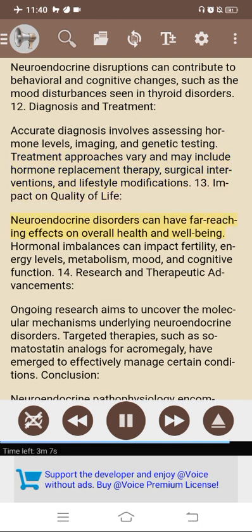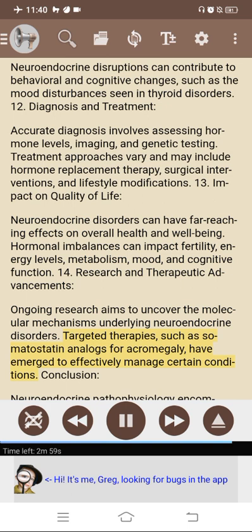13. Impact on quality of life. Neuroendocrine disorders can have far-reaching effects on overall health and well-being. Hormonal imbalances can impact fertility, energy levels, metabolism, mood, and cognitive function. 14. Research and therapeutic advancements. Ongoing research aims to uncover the molecular mechanisms underlying neuroendocrine disorders. Targeted therapies, such as somatostatin analogs for acromegaly, have emerged to effectively manage certain conditions.